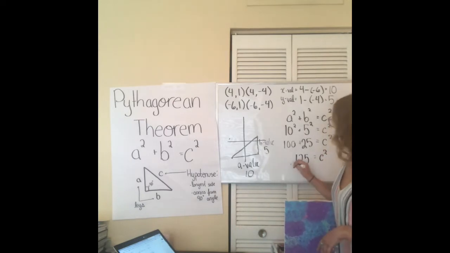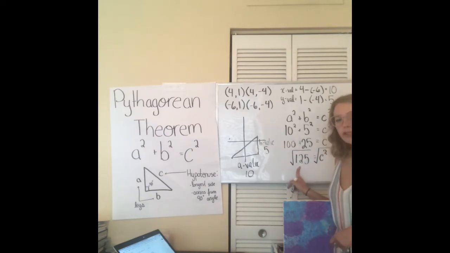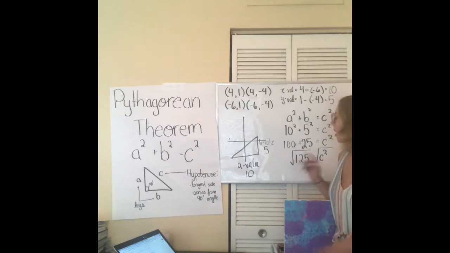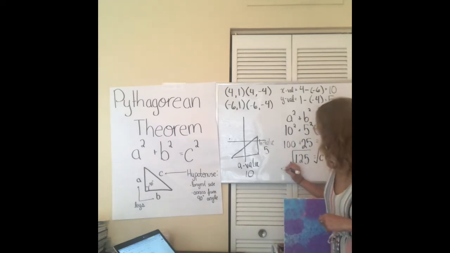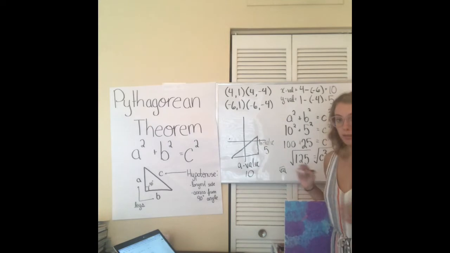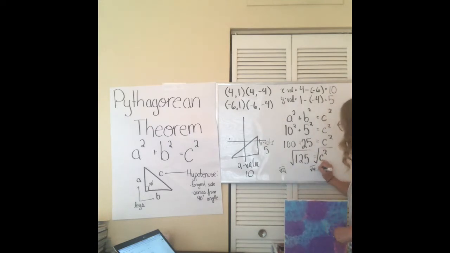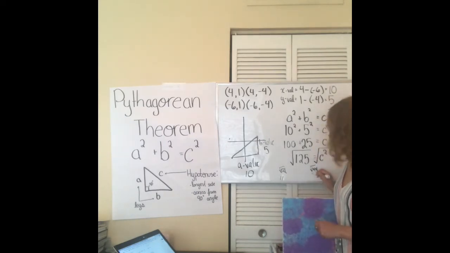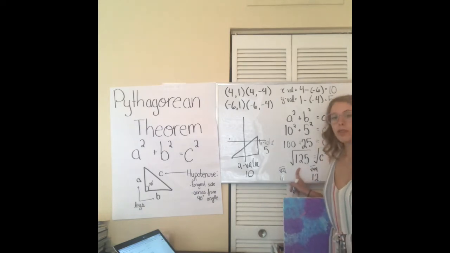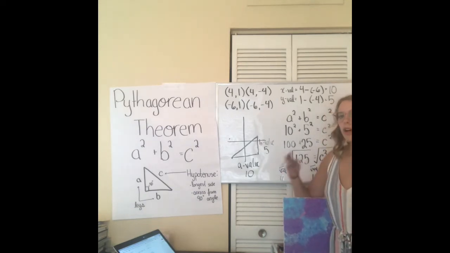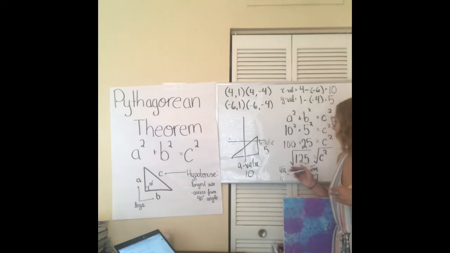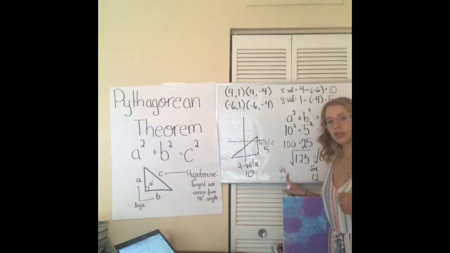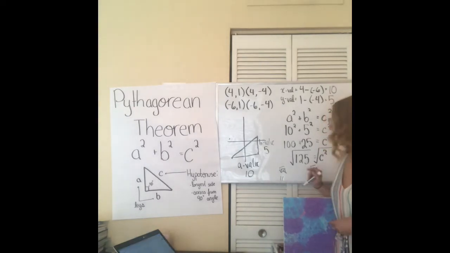And I'm going to take the square root of both sides. Now 125 is not a perfect square, but I know that it falls somewhere in between 121, which is a perfect square, and 144, which is a perfect square. Now the square root of 121 is 11. The square root of 144 is 12. So I know that the square root of 125 will fall somewhere between 11 and 12. And I see that it's closer to 121, so I'm going to try, how about 11.2?